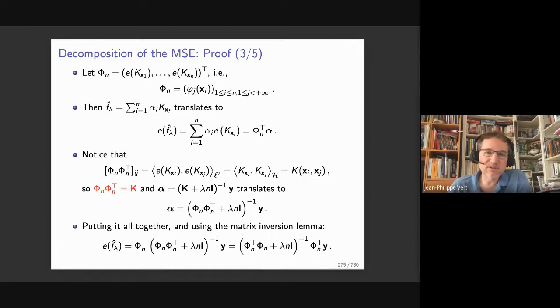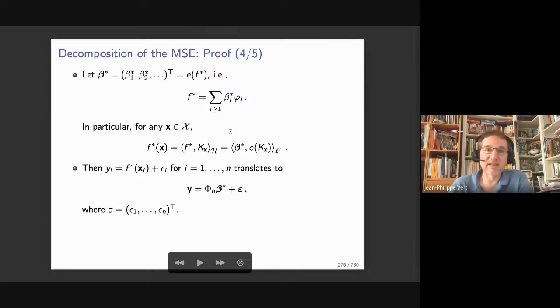Second comment is that there are a few equations to write, but all these equations are meant to try to capture what is the coordinates of f hat lambda. So we know that for f hat lambda, we have a formula in terms of the sum of alpha I k of xi x. So there is just a small game here to rewrite what we know about f hat lambda, and extract its coordinates on the basis phi. And so we get this big thing. This big thing depends on y because the alpha depends on the y's, and so it's almost done. But at this line here, we need then to replace y by f star of x plus some noise. And so we need to define what are the coordinates of f star. We call beta star the coordinates of f star.